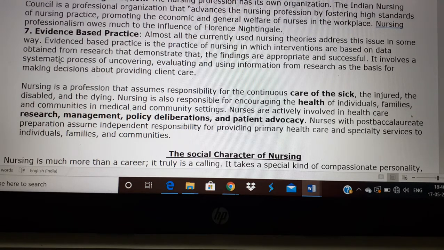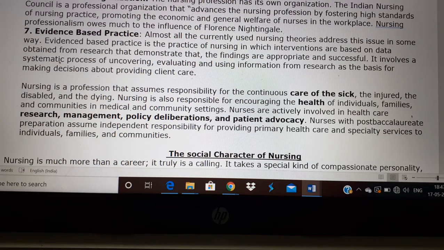Nursing is responsible for encouraging the health of individuals, families, and communities in various settings. They not only take care of the sick people and the dying people, but also ensure the health of normal people, of individuals, families, and communities who are normal. They also should be healthy, they should not become sick. So that is also the responsibility of the nurse.